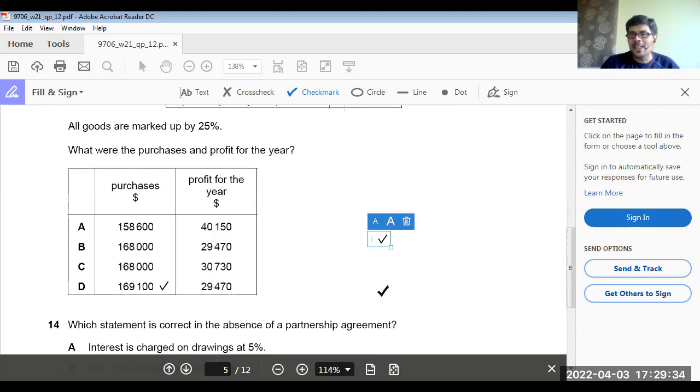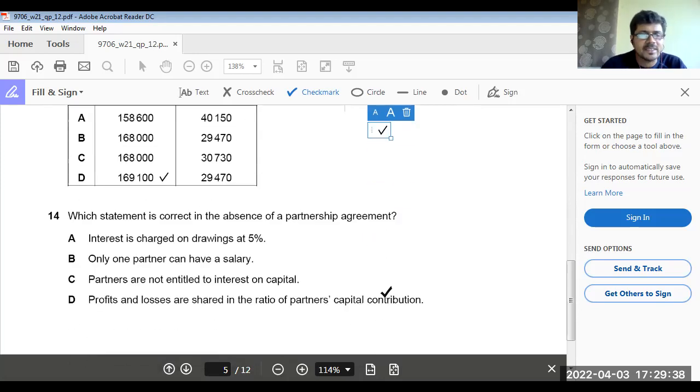Simple. I didn't do the other calculation. Okay. Now, which statement is correct in the absence of a partnership agreement? In the absence of any partnership agreement, the profit is going to be divided among the partners equally. They do not get interest on capital.